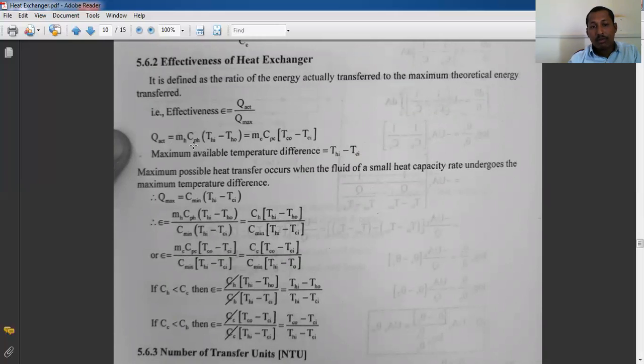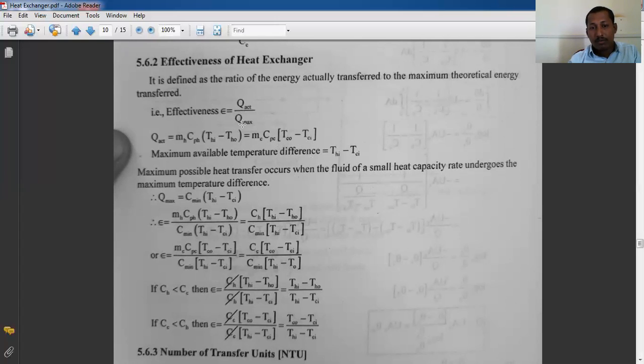So Q actual is mh cph into THI minus TH0 for the hot fluid, and for the cold fluid, mc cpc into TC0 minus TCI. Maximum available temperature difference is THI minus TCI. Maximum possible heat transfer occurs when the fluid of smaller heat capacity rate undergoes the maximum temperature difference. That is Q maximum is equal to C minimum into THI minus TCI. These equations you should remember.